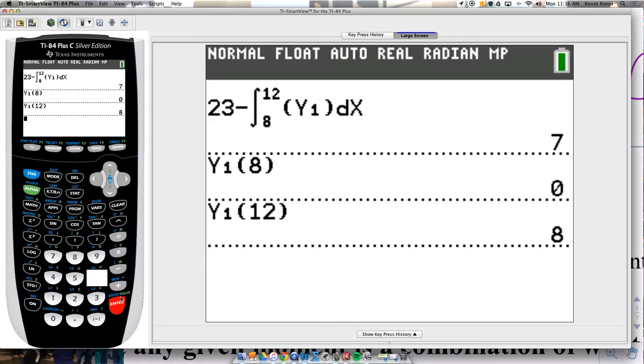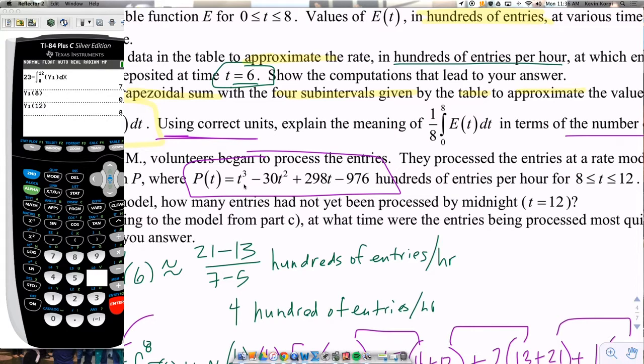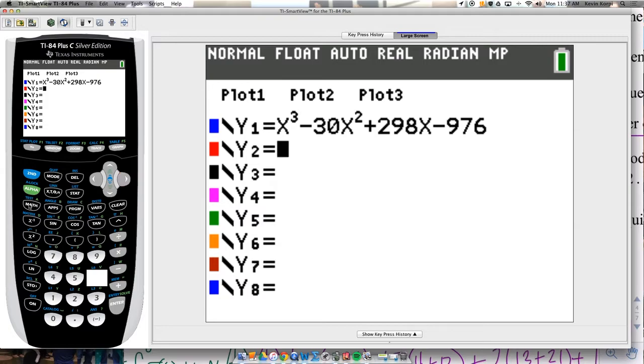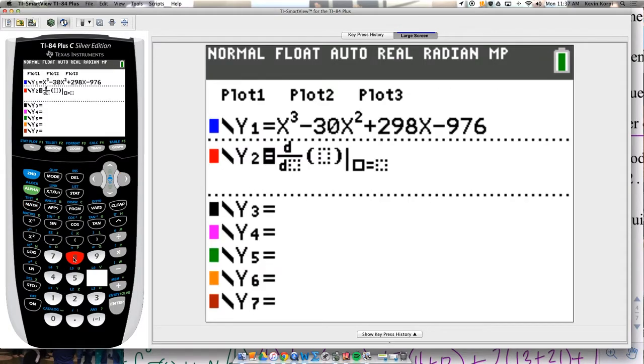Critical values. We find critical values where the derivative P prime equals 0. Do you need to find the derivative by hand? It's a polynomial, so you can do it. It wouldn't take much effort. It would be 3t squared minus 60t plus 298. If you weren't sure, could you let your calculator sketch the derivative for you? Yes. Leave P in Y1, then come down to Y2 and hit math number 8, the derivative with respect to X of your function in Y1.